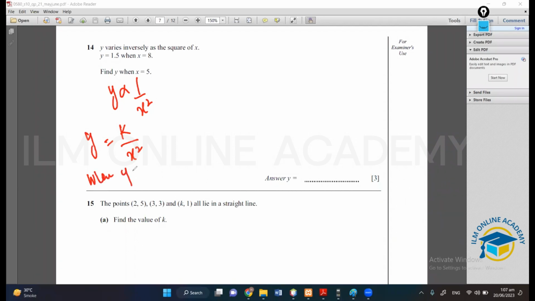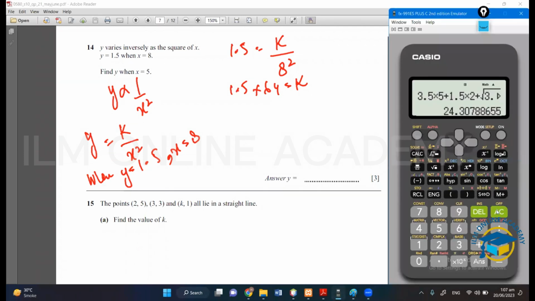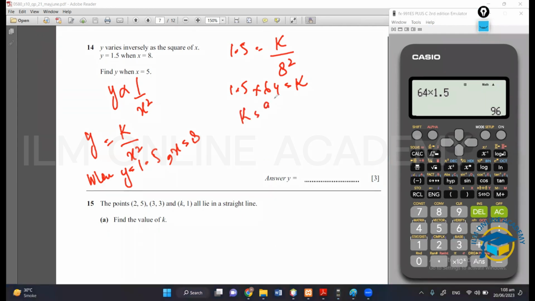So when y equals 1.5, x equals 8, we are going to put these two values in the equation. So y is 1.5 equals k over x, which is 8 square. So 8 8s are 64, 1.5 equals k over 64. So the value of k would be 64 multiplied by 1.5, and the answer is 96. Okay, so k equals 96.